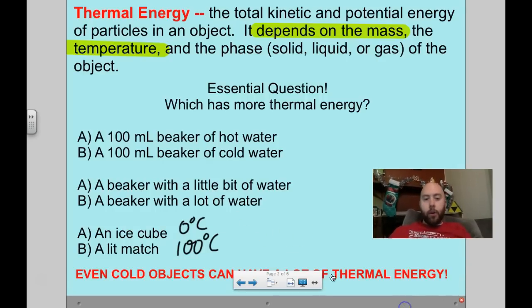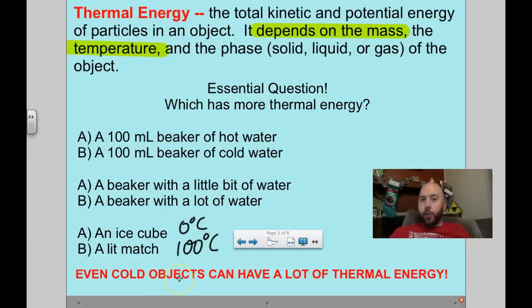So, very important to understand, even cold objects can have a lot of thermal energy. Think like this. What has more thermal energy? Right now, today is the 30th of December. It's like 18 degrees outside, Fahrenheit. Which has more thermal energy: the room you're in right now, wherever you're watching this video, maybe a TV room, a bedroom, or a family room, or all of outside?